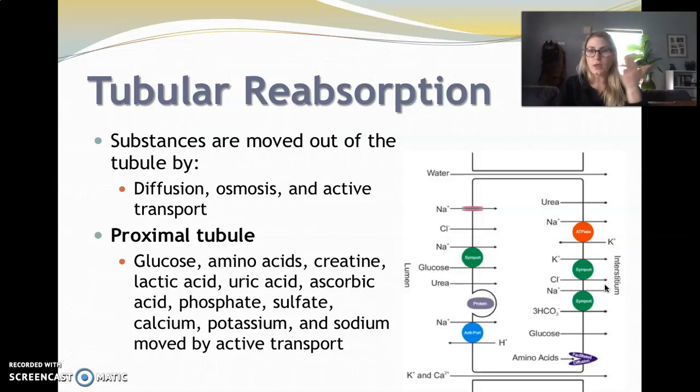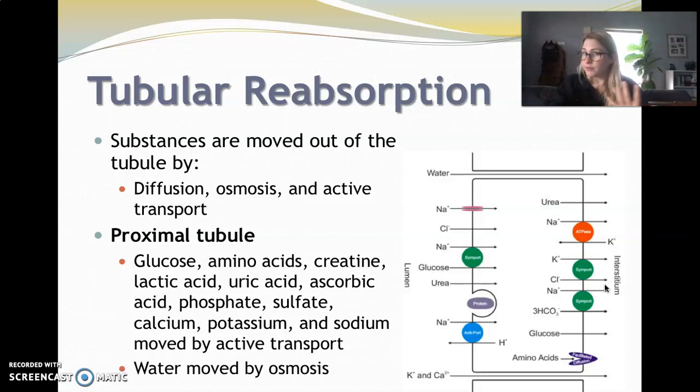So a lot of these things are beneficial for you. I do not want to lose all of the glucose that I just ate in my kidneys because it went through that filtration process. So tubular reabsorption grabs onto all of that glucose, all of those amino acids that I just lost through the filtration process, and puts those back into my bloodstream so I don't pee it all out.